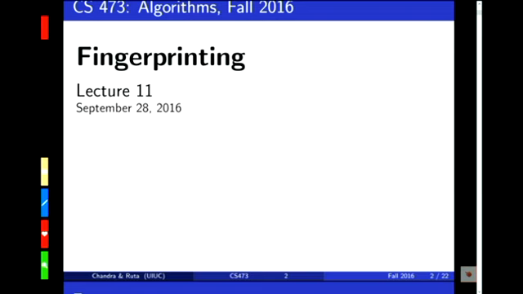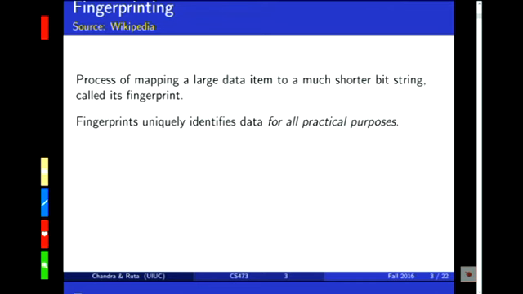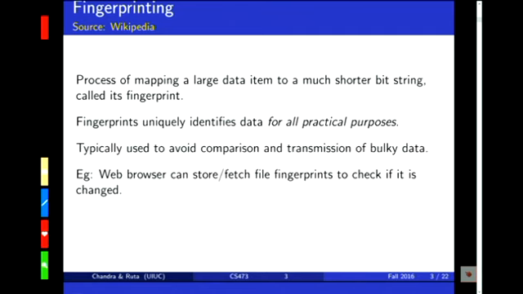Okay? So basically the motivation comes from this: you may have large items that you want to store, but that may take up a lot of space, so you don't want to store it entirely. What you want to do is maybe store a fingerprint of it. Now we have to define what we mean by a fingerprint of a data item. This fingerprint should be able to identify the data uniquely for all practical purposes, like our physical fingerprints do. And it is, as you may guess, typically used for avoiding comparisons and transmission of bulky data.